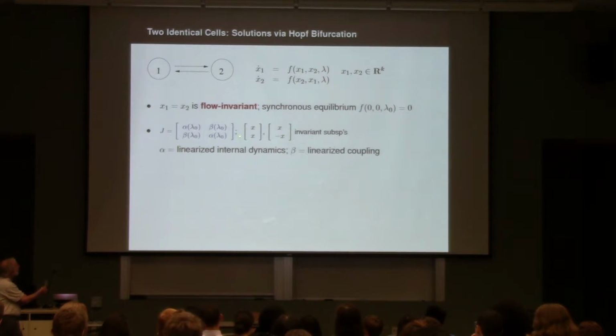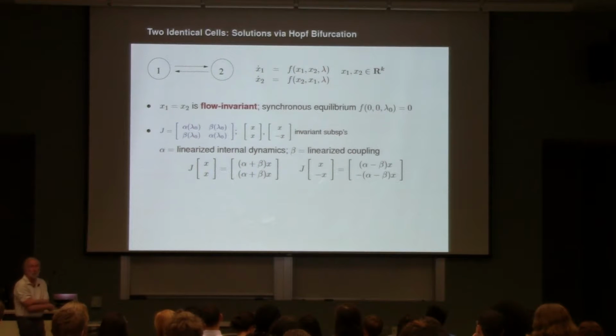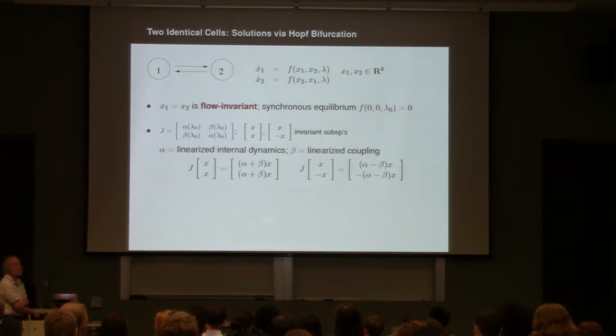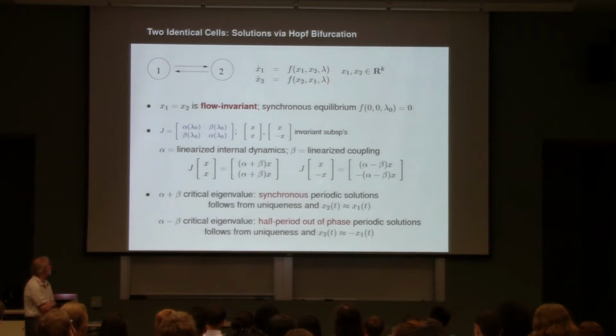Now, it's very easy to see that (x, x) and (x, minus x) are invariant subspaces for this Jacobian matrix. That is, J times (x, x) is just (alpha plus beta) times x, (alpha plus beta) times x. So x goes to (alpha plus beta) x on this subspace. J of (x, minus x) is (alpha minus beta) x, minus (alpha minus beta) x. Again, (x, minus x) is an invariant subspace.